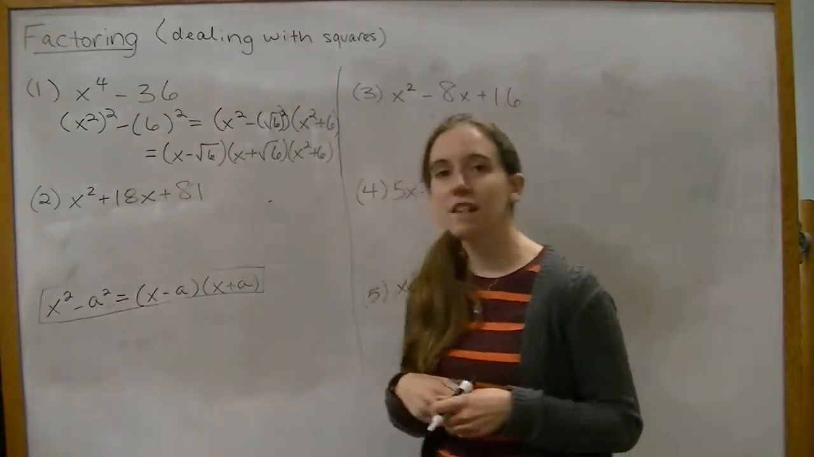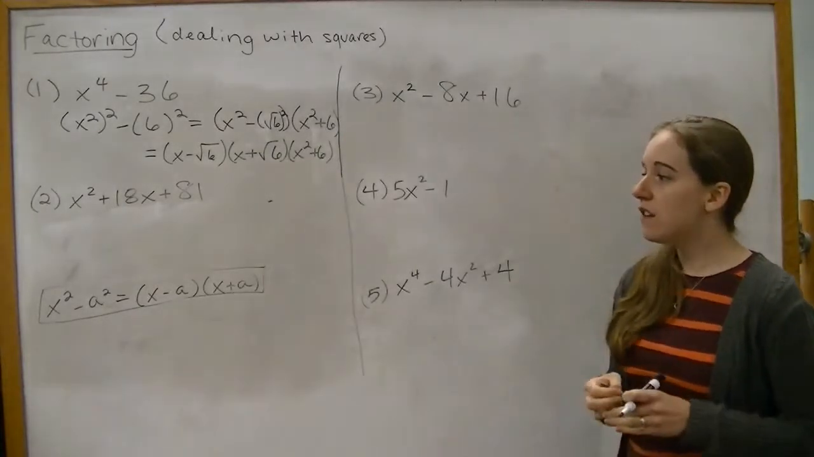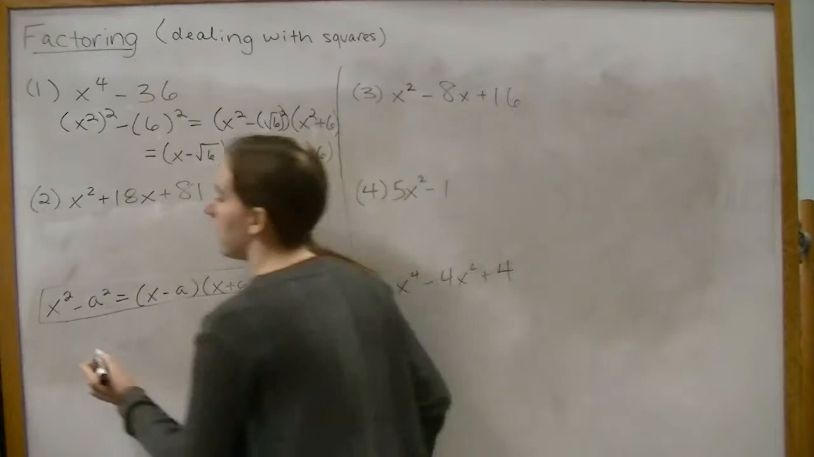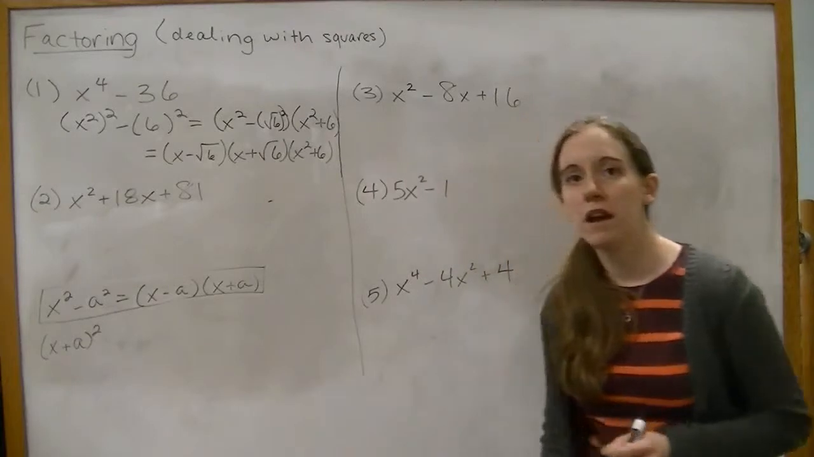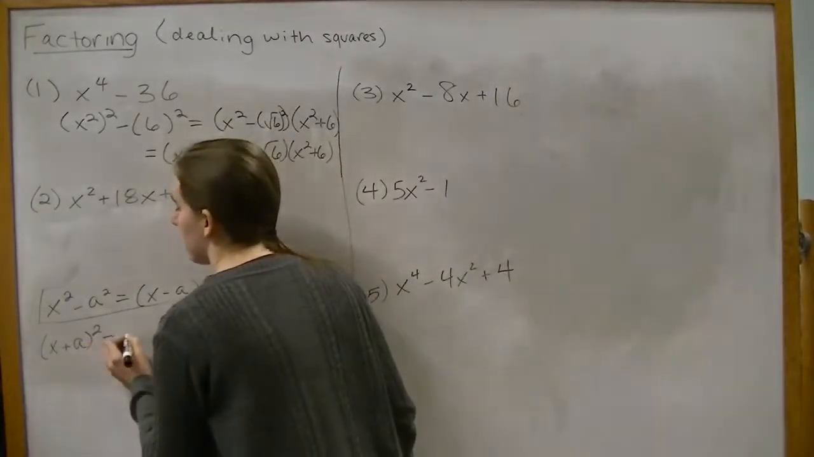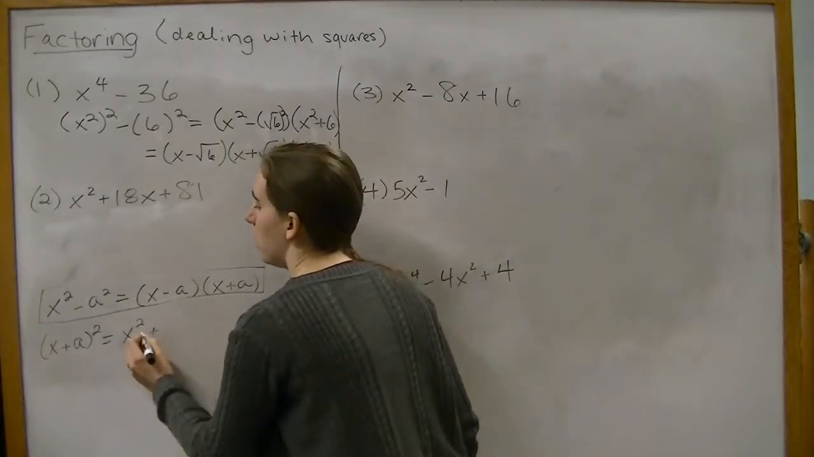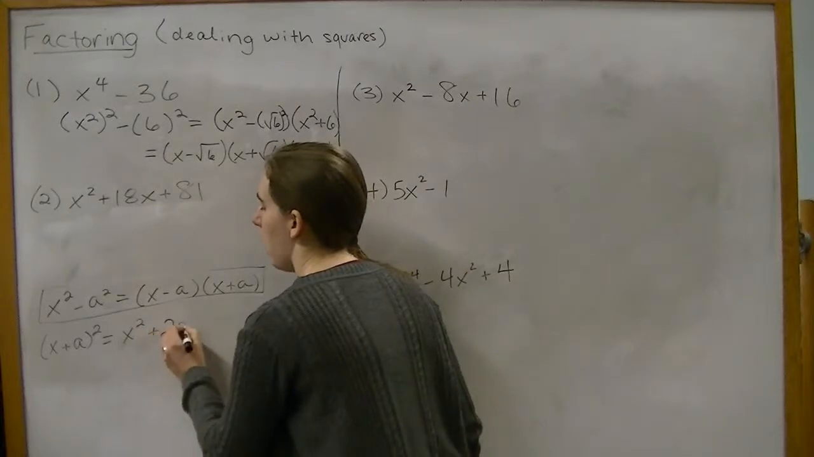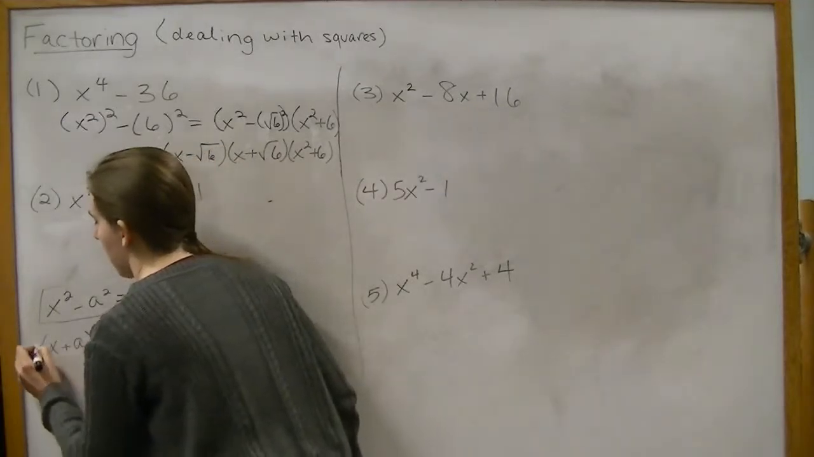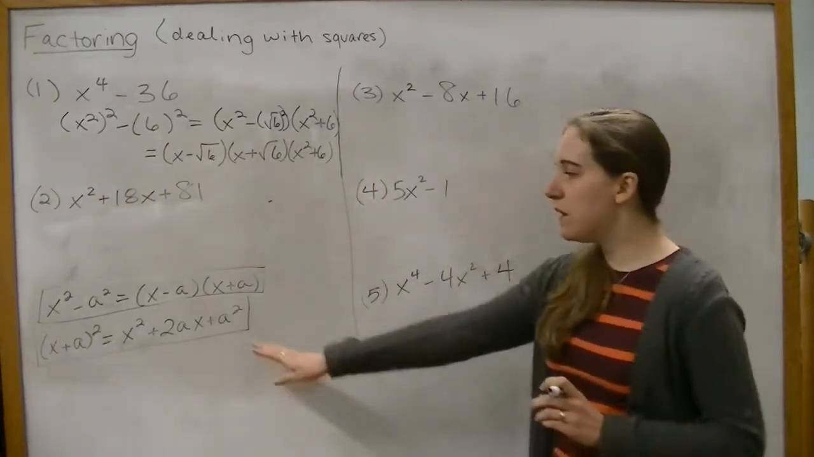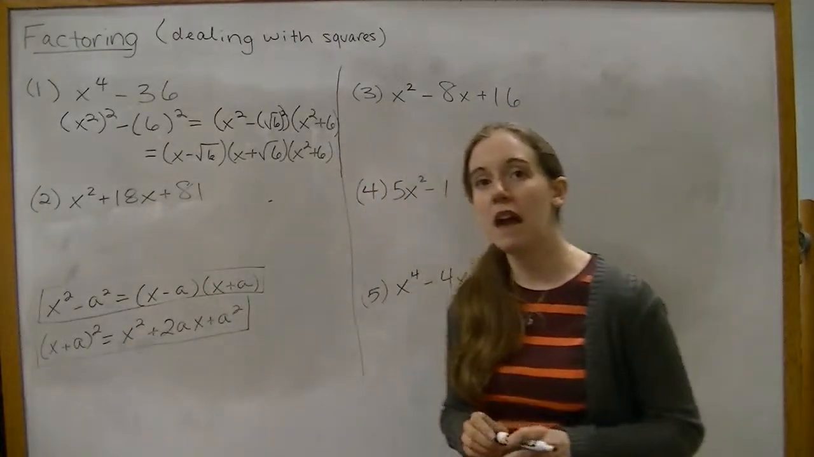Okay, this second example has three terms, so it's definitely not the difference of two squares. So if anything, I'm hoping that this will be something we can factor into a perfect square, something like x plus a squared. The form for that was that x plus a squared is equal to x squared plus 2ax plus a squared. So we need to determine if this is the form that this is in, and then we can factor it to be x plus a squared.